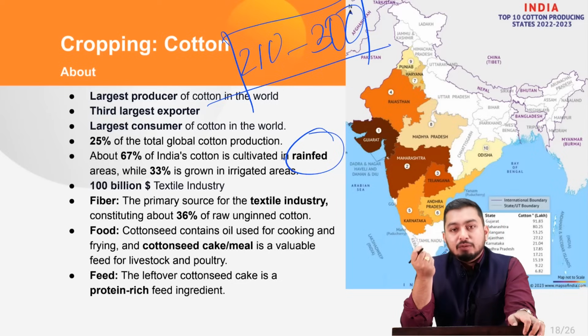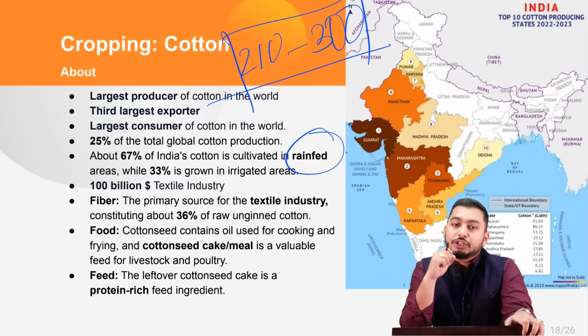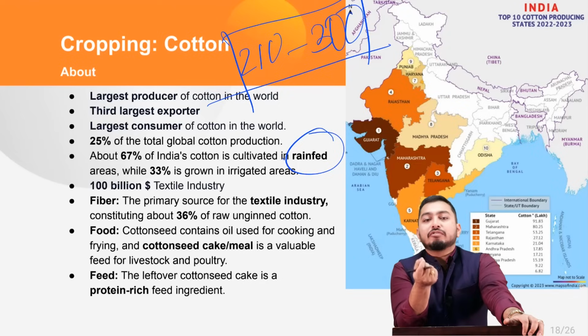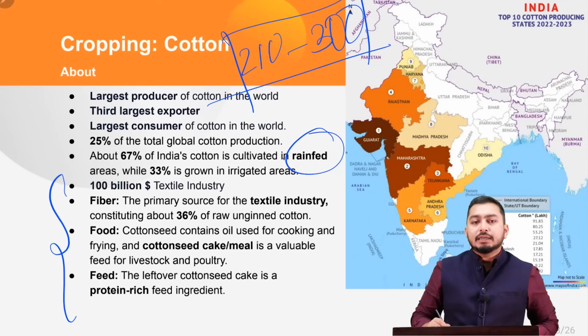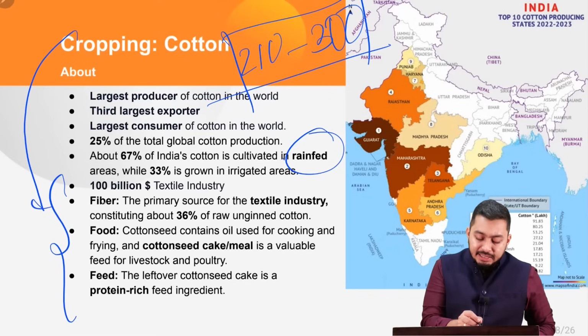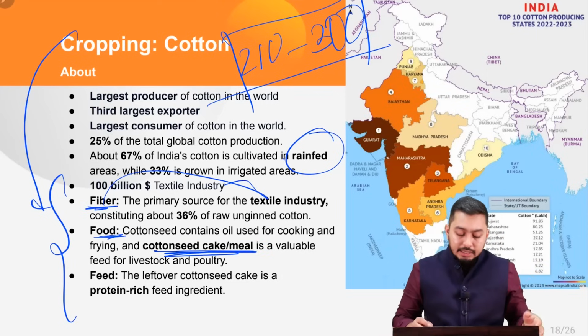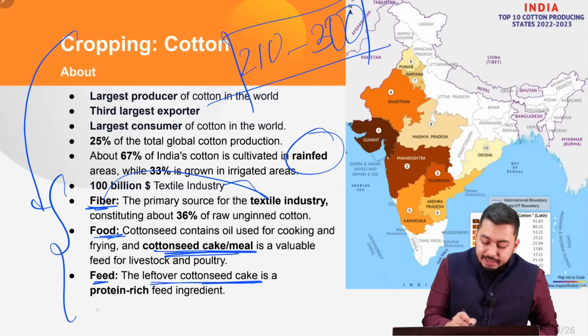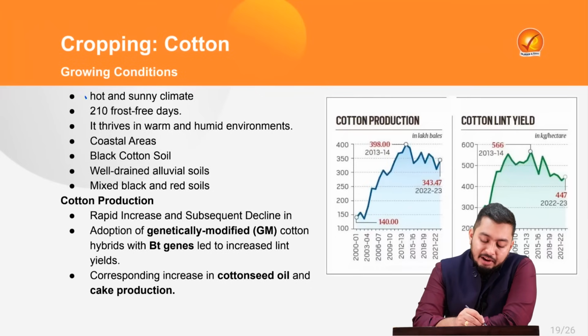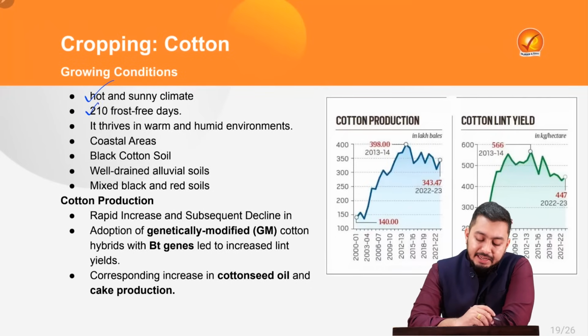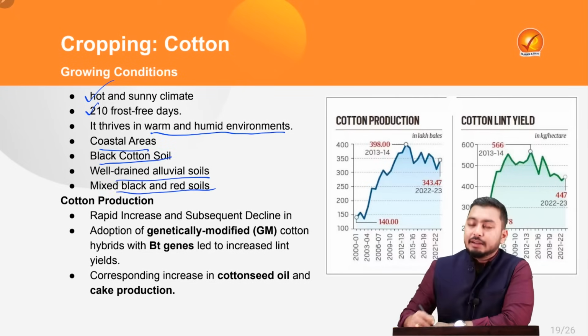Also, the cotton cultivation process and the textile industry tend to flourish in the coastal areas because of the moisture which is present in the air, right? Now, again, you have three important benefits coming out of cotton. One is the fiber itself, which is directly linked to the textile industry. Then you are looking at cotton seed cake and meal, which is fed to our cows. Then you have feed, that means the leftover cotton seed cake is a protein rich feed ingredient. Now, the growing conditions are hot and sunny climate, 210 to 300 frost-free days, warm and humid environment, coastal areas, black cotton soil, well-drained alluvial soil, mixed black and red soils.